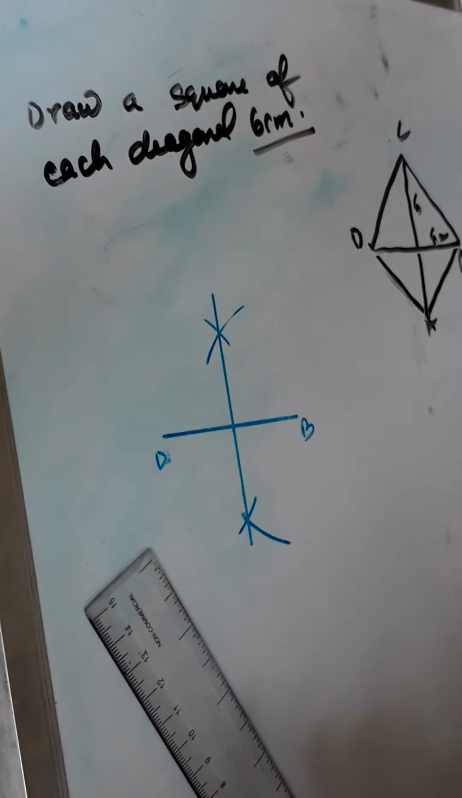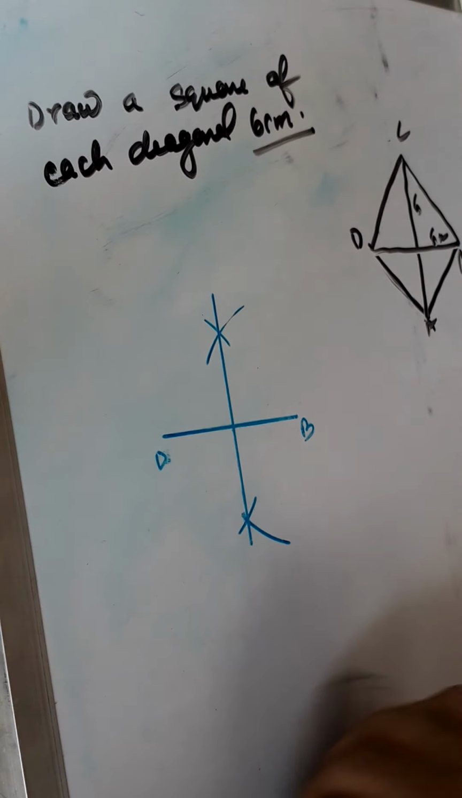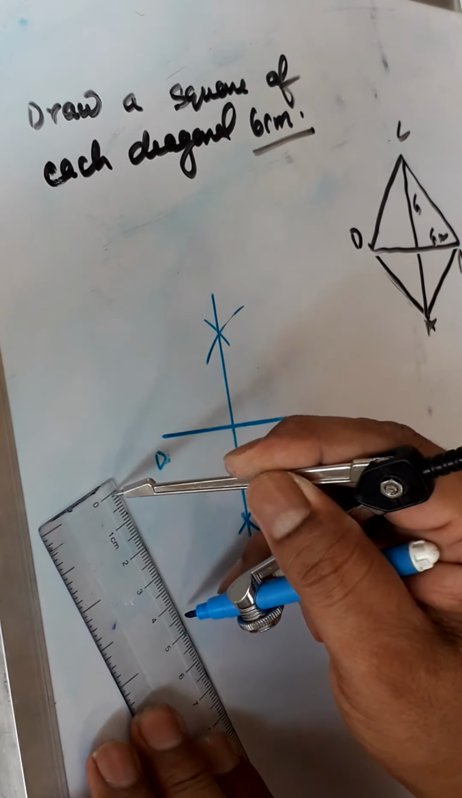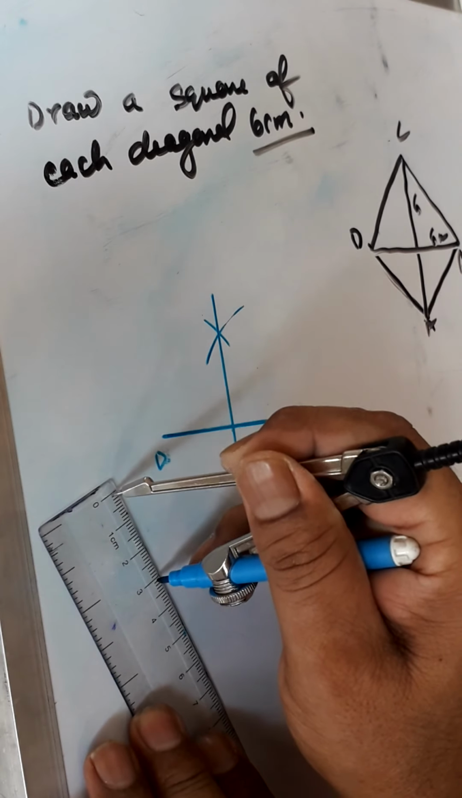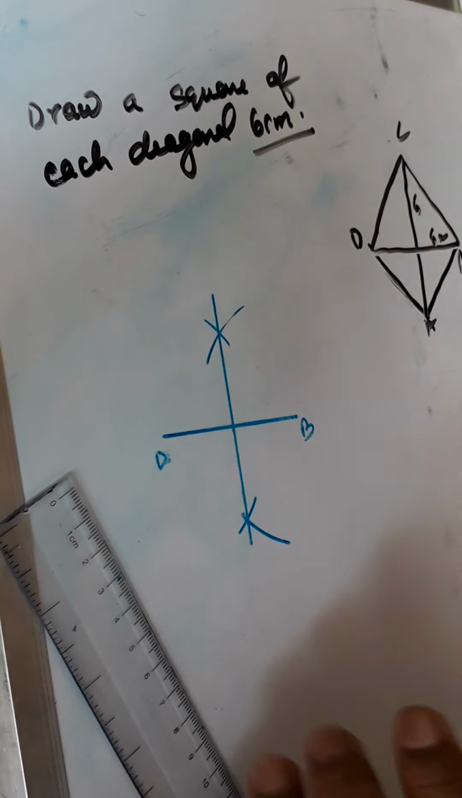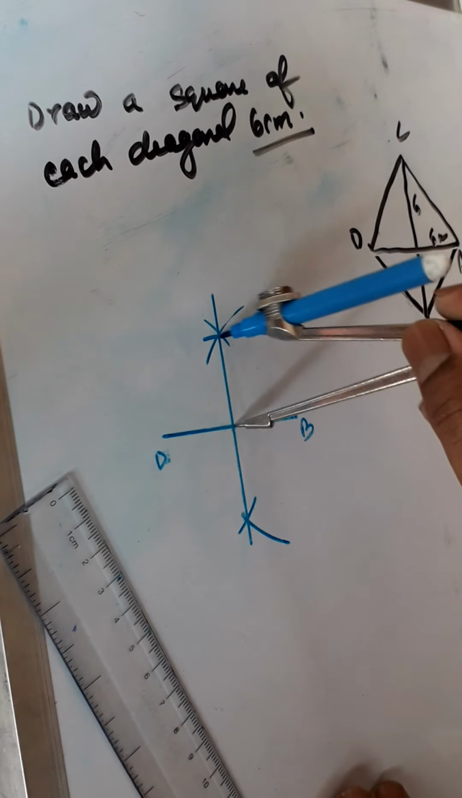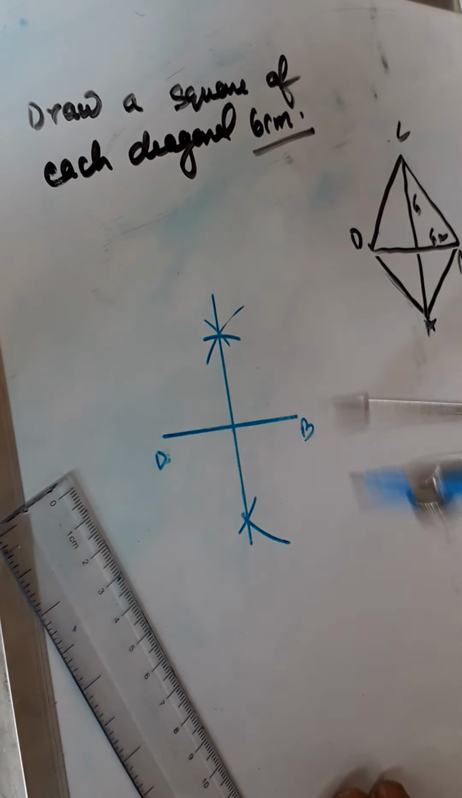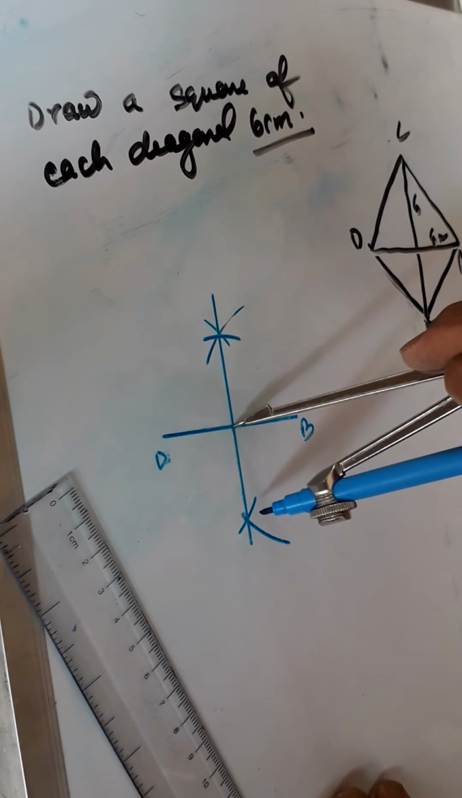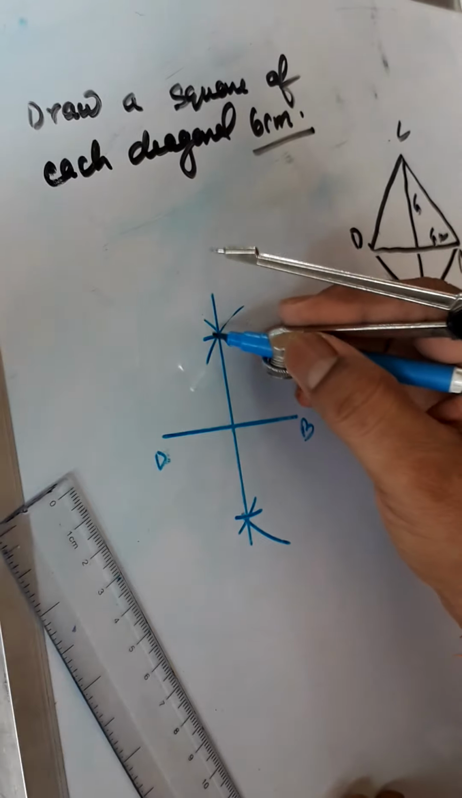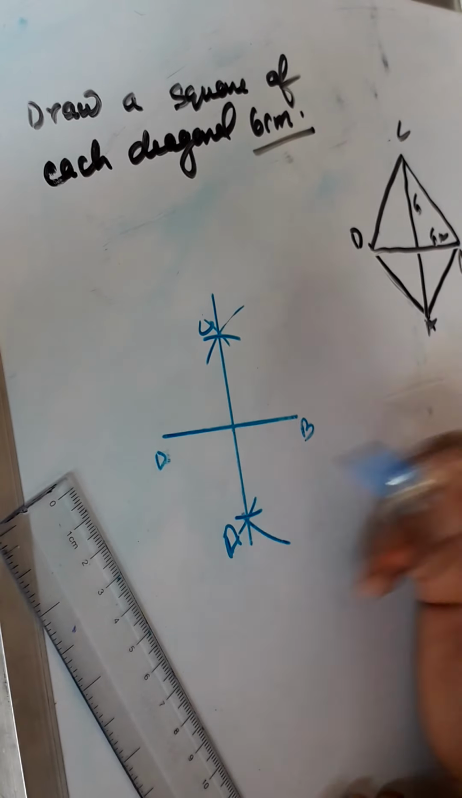We know the length of the diagonal AC is also 6 centimeters. So we will take a measurement of 3 centimeter on the scale. This 3 centimeter I have taken. I will cut here an arc of 3 centimeter on this and another 3 centimeter on this. This point will be C and this point will be A. Now we are going to join these 2 points.